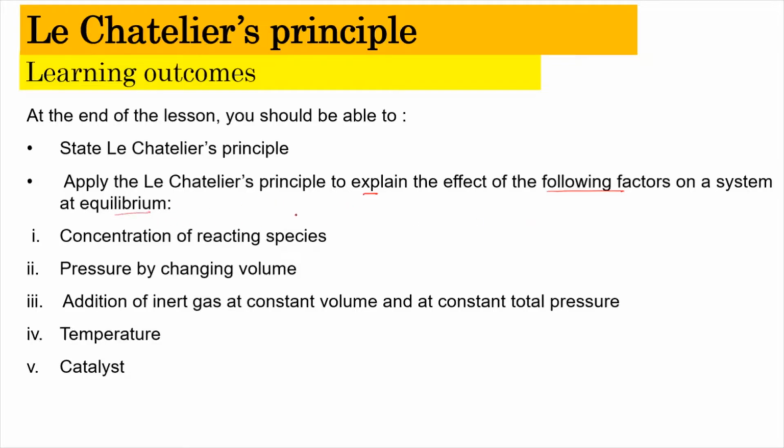So the factors include the concentration of the reacting species, the pressure, as well as the addition of inert gases at constant volume as well as at constant total pressure. The other factors will include the temperature as well as the catalyst. So without any further ado, let us start with the subtopic of 6.3 first.